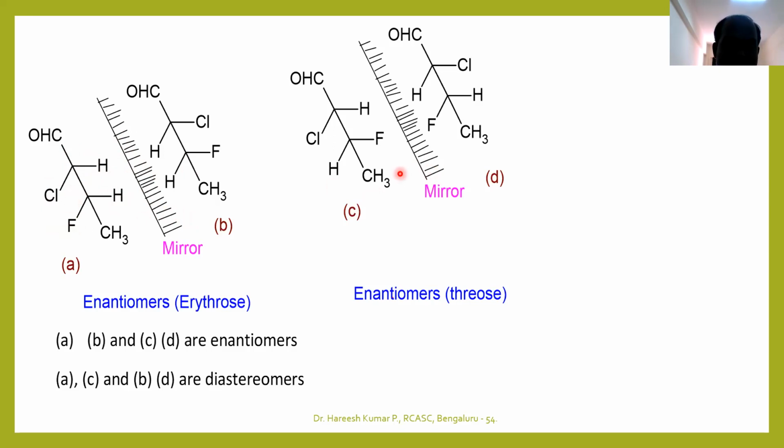So you can compare these two with the meso kind, meaning erythro. So this with any of these two will be a diastereomer only. Is it okay? Yes, sir. Right. So with this, I will go to the next slide.